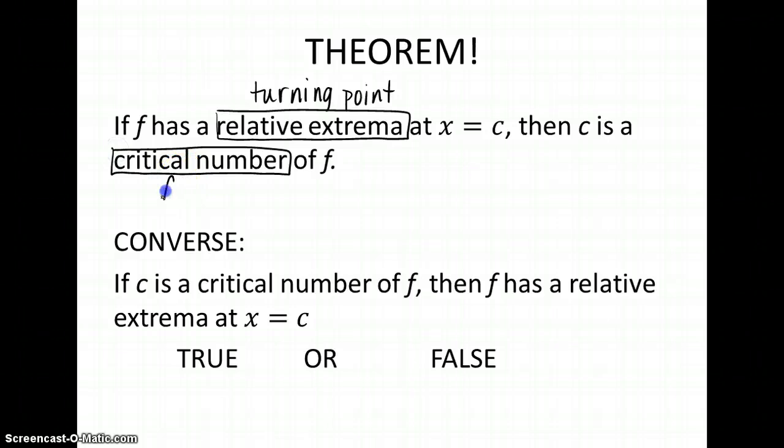And where do critical numbers come from? Where the derivative is 0, or where the derivative does not exist. And what we'll look at with our examples is whether the converse of this theorem is true. So if we have a critical number, does it guarantee that a relative extrema will occur at that number?